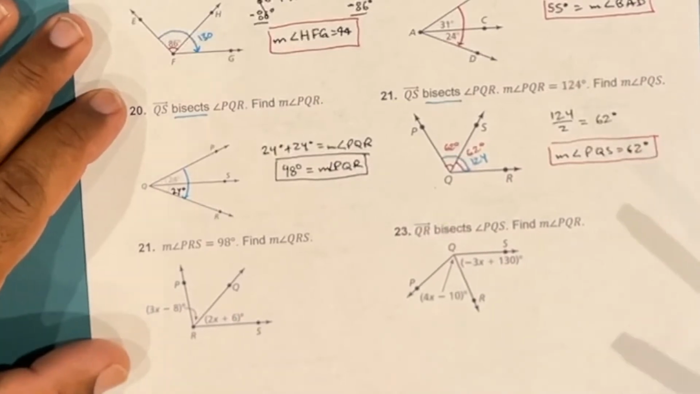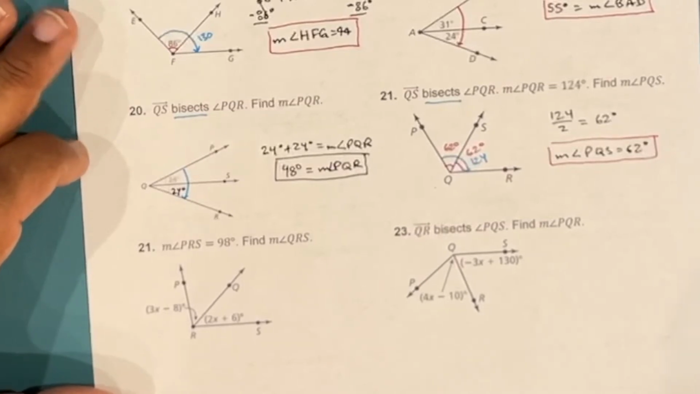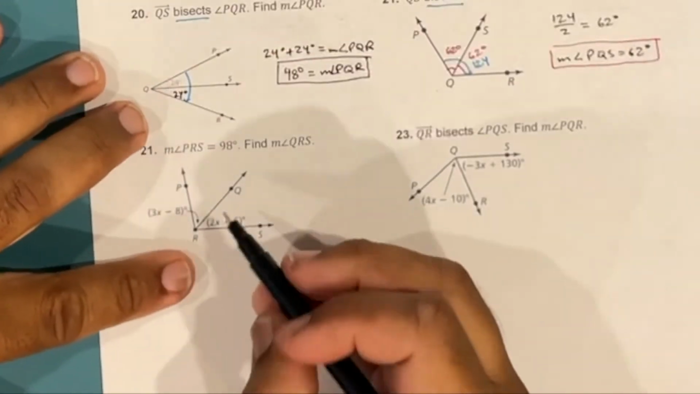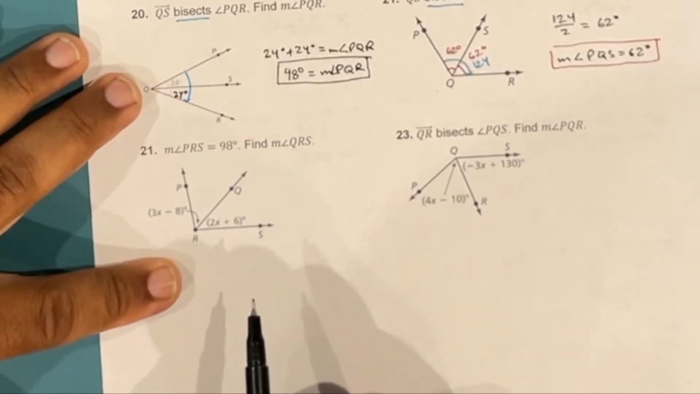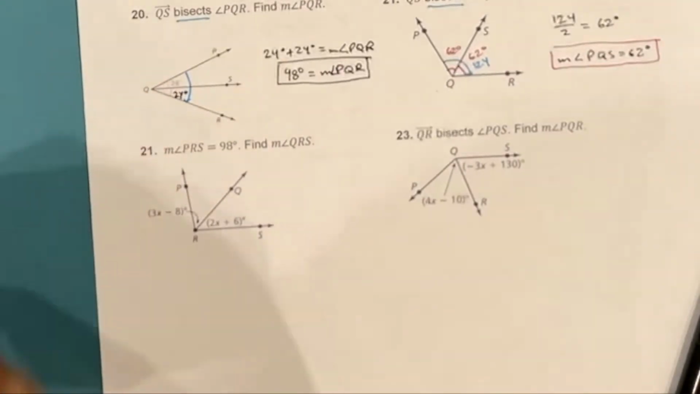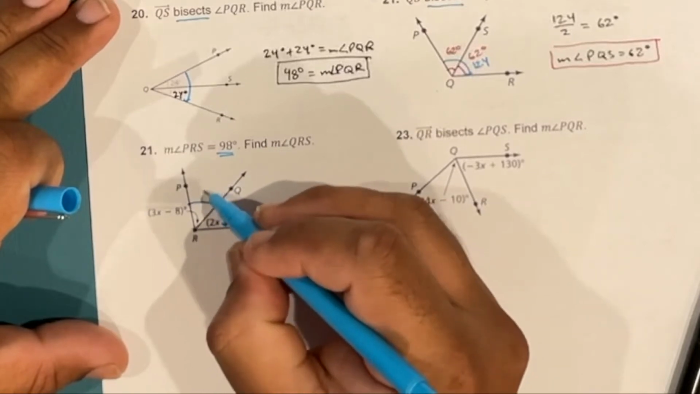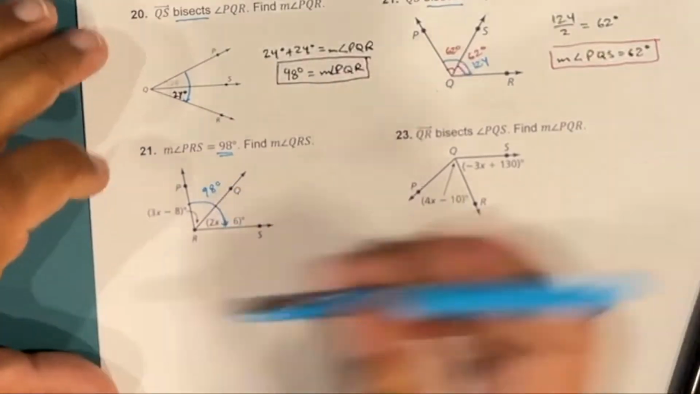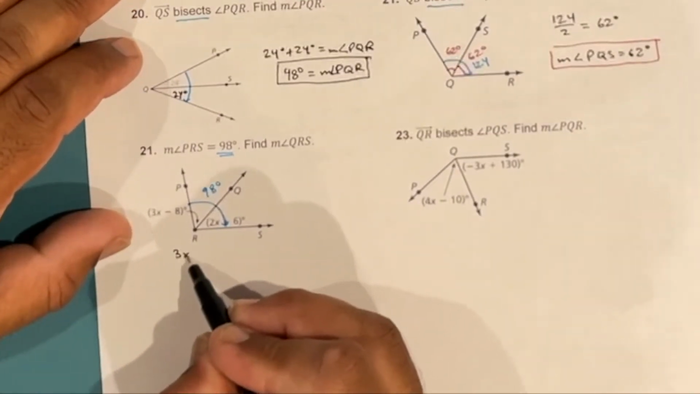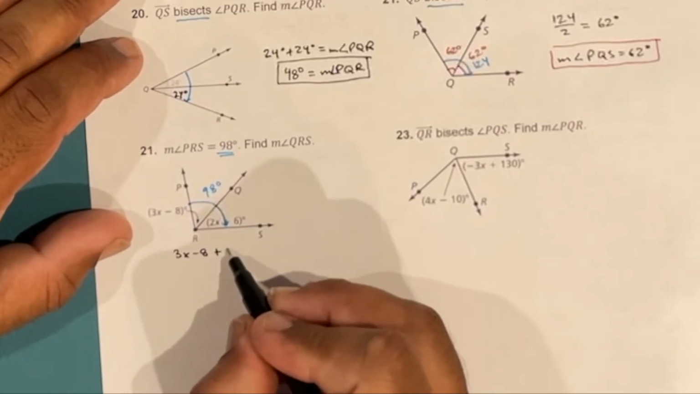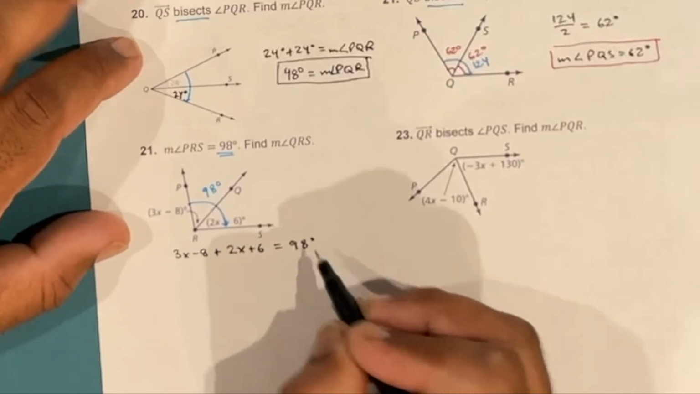All right, so now we have some algebra in the problems that we're working on. So in here, I know, what do I know? I don't know that they bisect. And if I read the question here, the whole angle is 98. This whole angle is 98 degrees. So I've got part plus part equals whole. So I've got one part is 3x minus 8 plus another part, which is 2x plus 6. That equals the whole, which is 98 degrees.